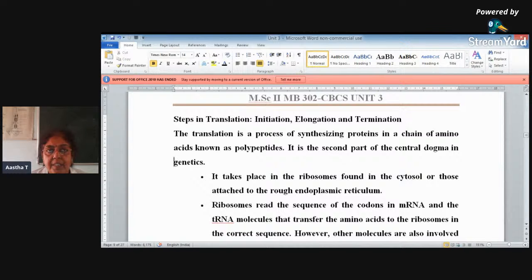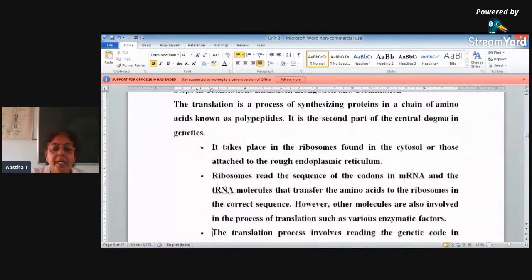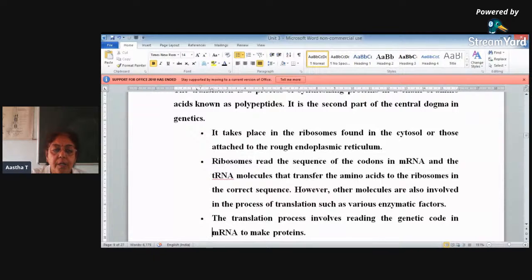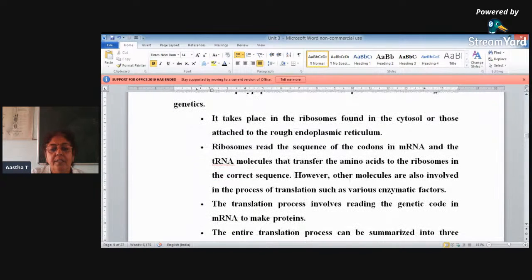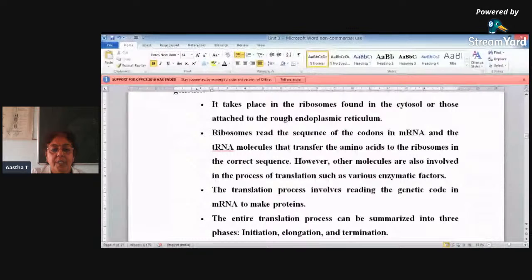Where does it take place? It takes place in the ribosomes. These ribosomes are found in the cytosol. They are freely present or they may be attached to the endoplasmic reticulum in eukaryotes. These ribosomes can read the sequence of the codons on mRNA, and tRNA molecules transfer this coded sequence in the form of amino acids. Various proteins and enzymes are involved in this process.